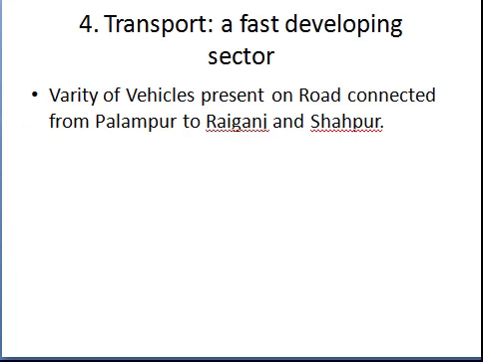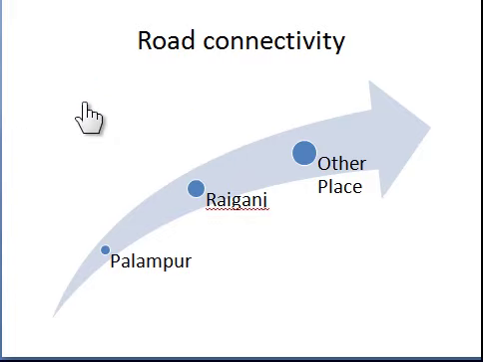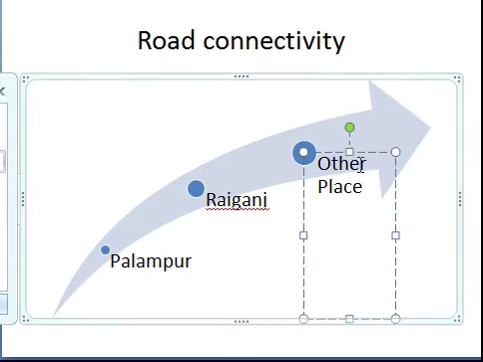The fourth non-farming activity is transport. It is a fast developing sector. There are a variety of vehicles on the road connecting Palampur to Raiganj. Rickshawalas, tongawalas, jeeps, tractors, truck drivers and the people driving the traditional bullock carts and buggies are people in the transport services. They ferry people and goods from one place to another and in return get paid for it. The number of people involved in transport has grown over the last several years.